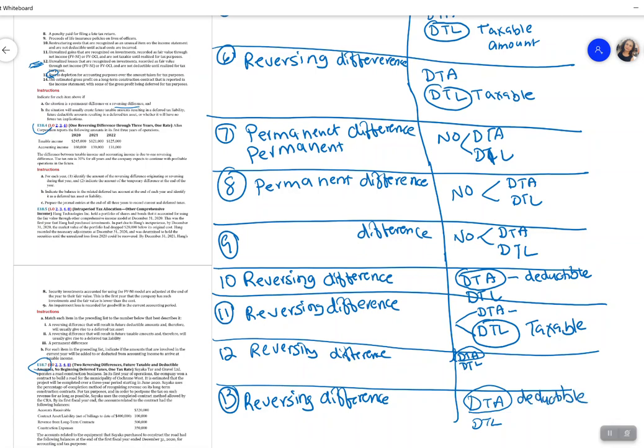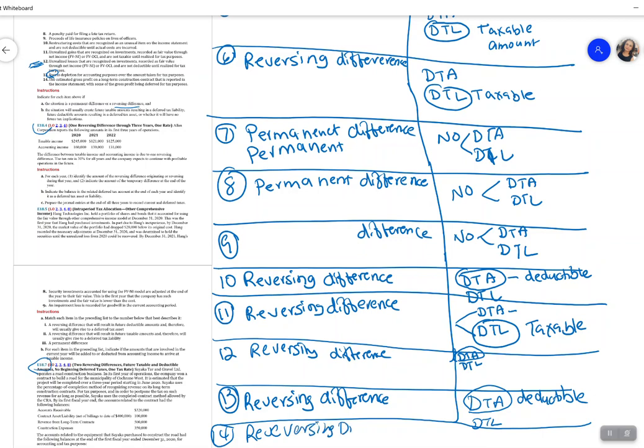Then the next part of the question we're doing is 14. In this case, we talked about it briefly: gross profit on a completed contract and a percentage method. When that's the case, completed contract is recognized by the CRA. So in that case, 14 is also going to be a reversing difference.